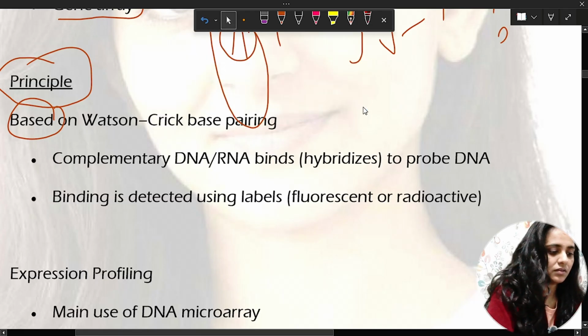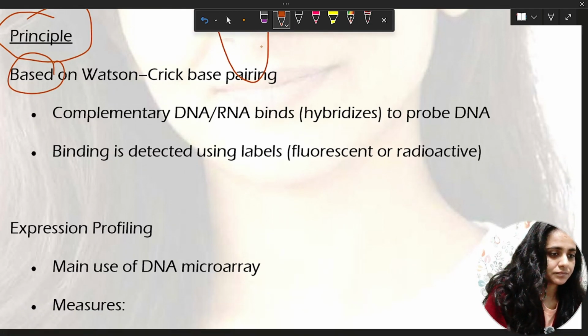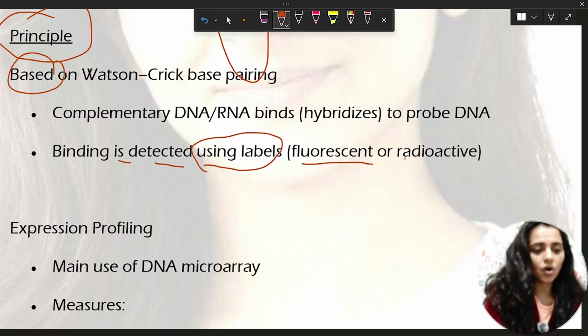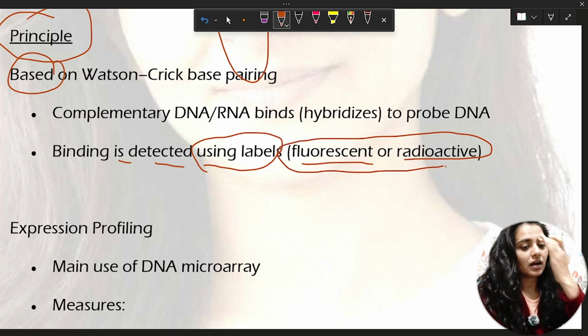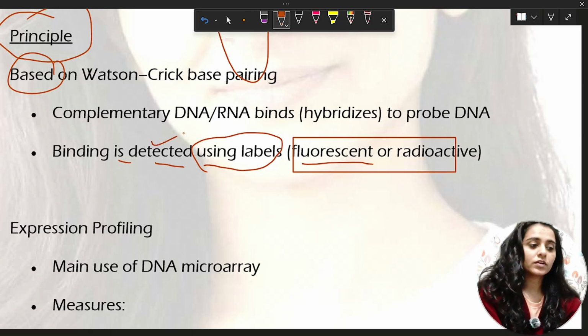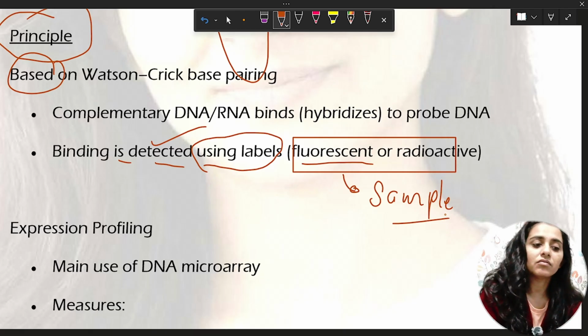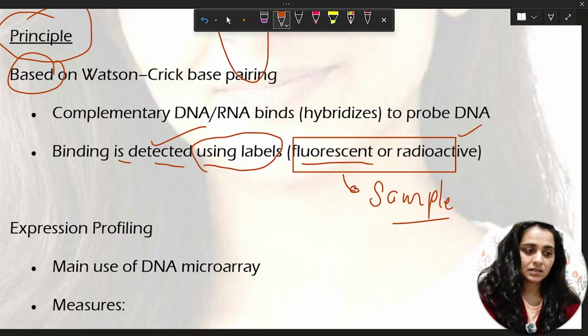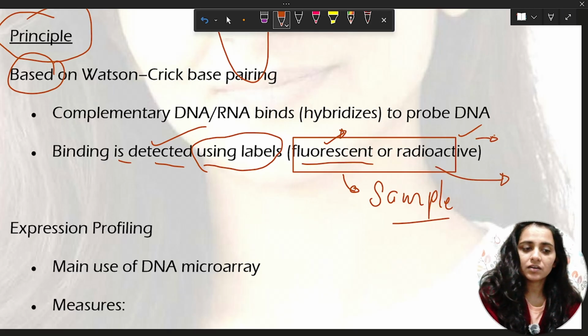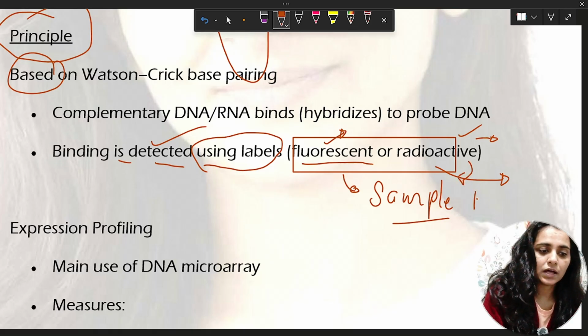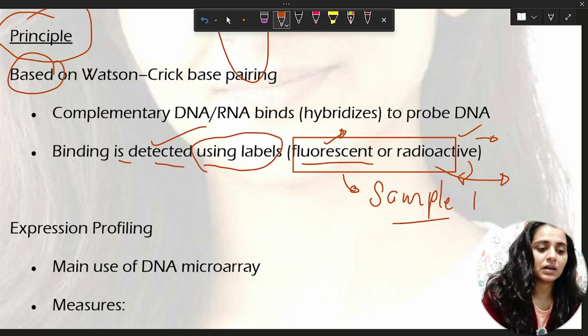So next, binding is detected using labels, fluorescent or radioactive. This kind of labeling is done for detection, and the labeling is done on the sample we are using. The sample will be labeled with these chemicals. Fluorescent dyes and radioisotopes, radioactive elements, will label the nucleotides of our sample material.